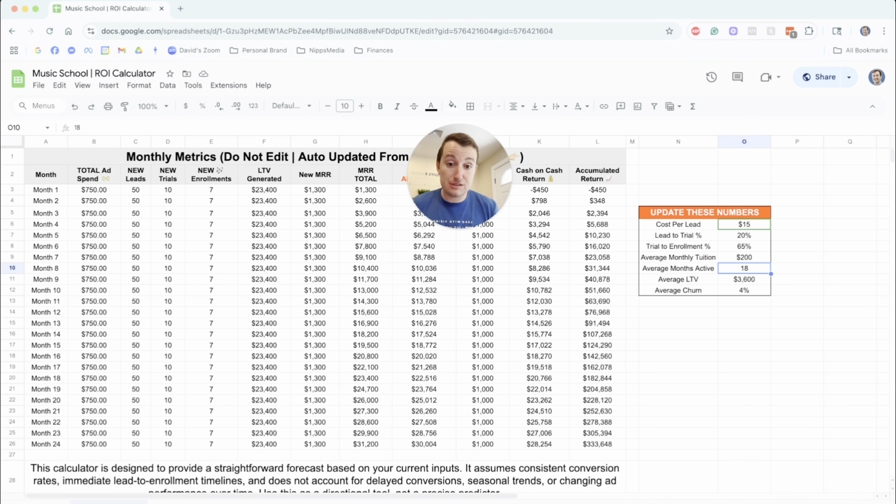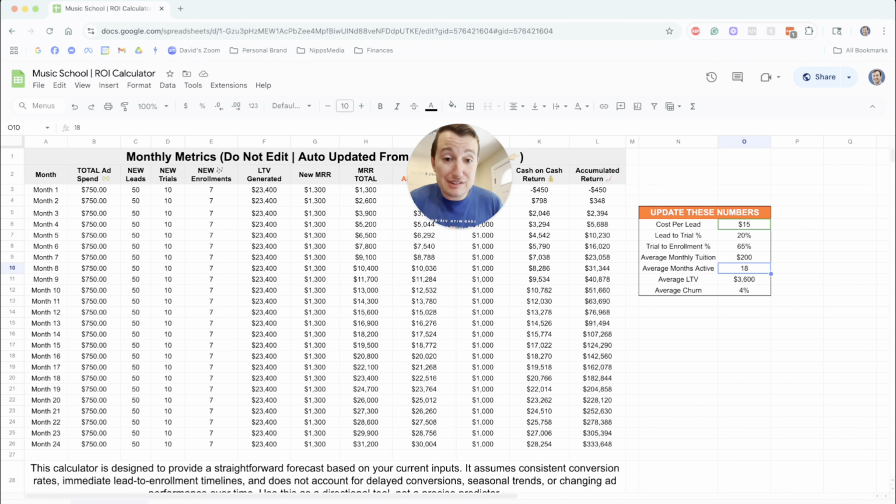Now you're going to have some students who have been active for a certain period of time, but they're still going. There's going to be some that started and also stopped. You want to get an average. We found 18 months is a good starting point, but again, some schools are longer, some are shorter.